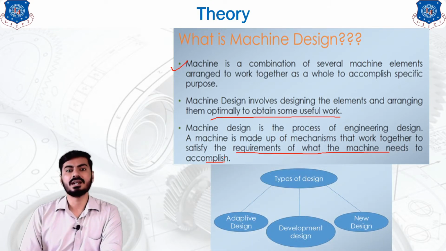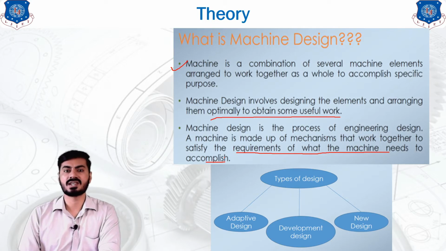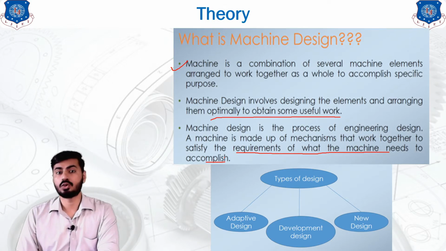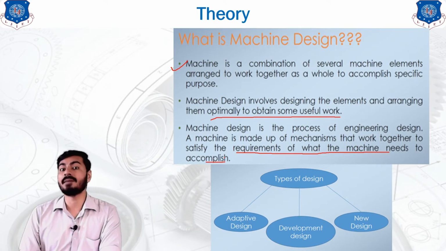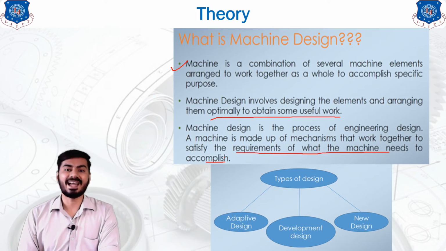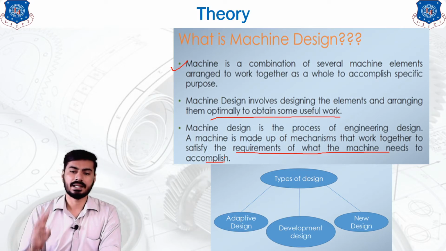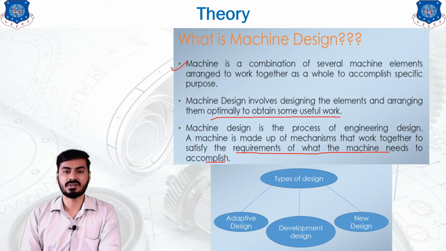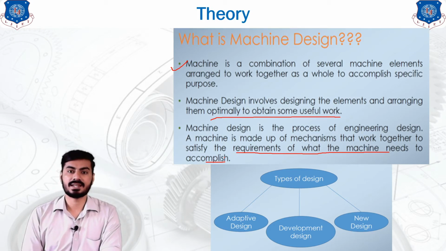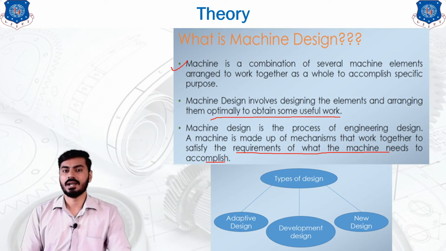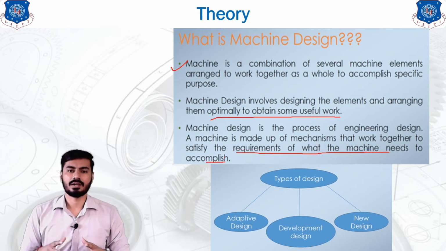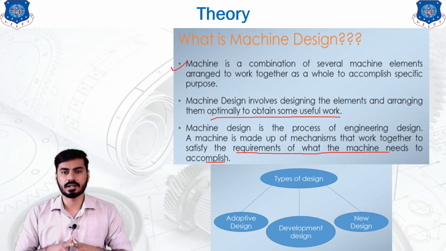Now we will see another theoretical portion which can be asked in a short theory question of 2 to 3 marks: what are the types of machine design? The types of machine design are basically 3. The first one is adaptive design, the second one is development design, and the third one is new design. Now there is a very vast difference between those types.